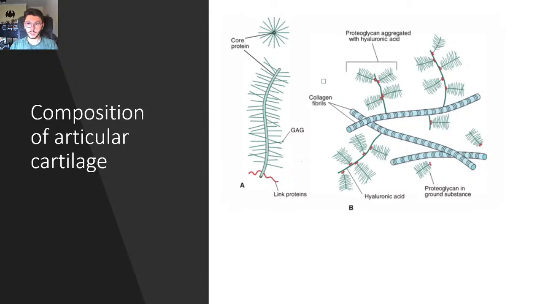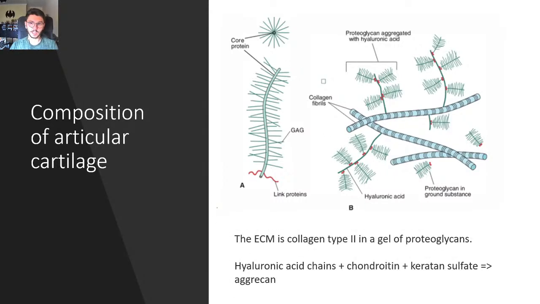So here we talk about it a little bit further. Once again, we said that type 2 is a gel of proteoglycans, and the key chains are hyaluronic acid, chondroitin sulfate, and keratin sulfate, which produce something called an aggrecan. So an aggrecan is just this big mega structure comprised of your collagens, hyaluronic acids, chondroitins, and keratin sulfates. So every collagen fiber has many of these aggrecans.